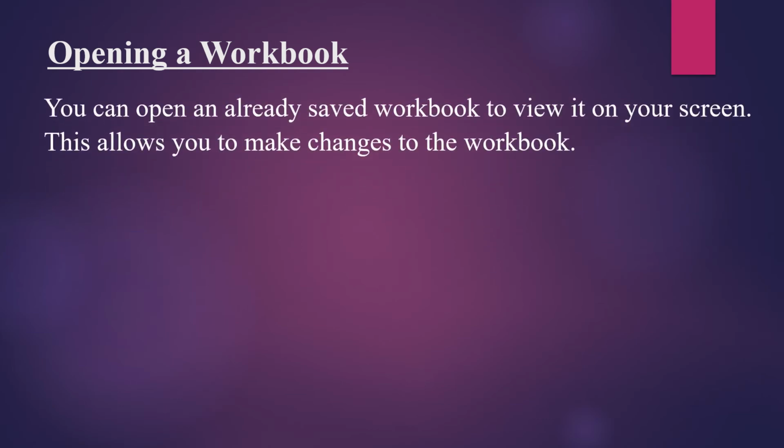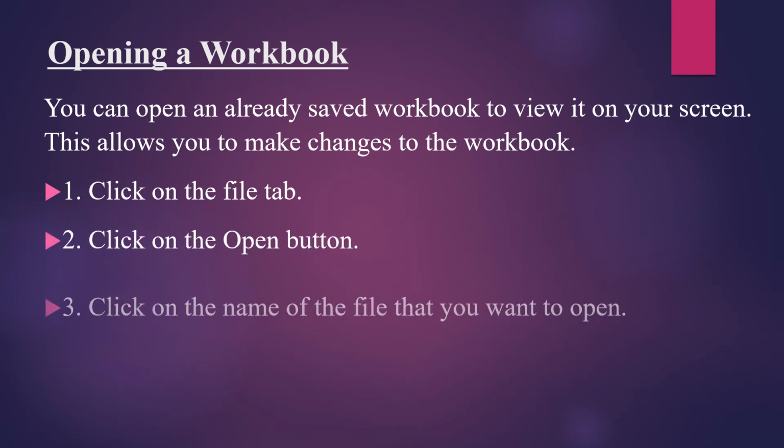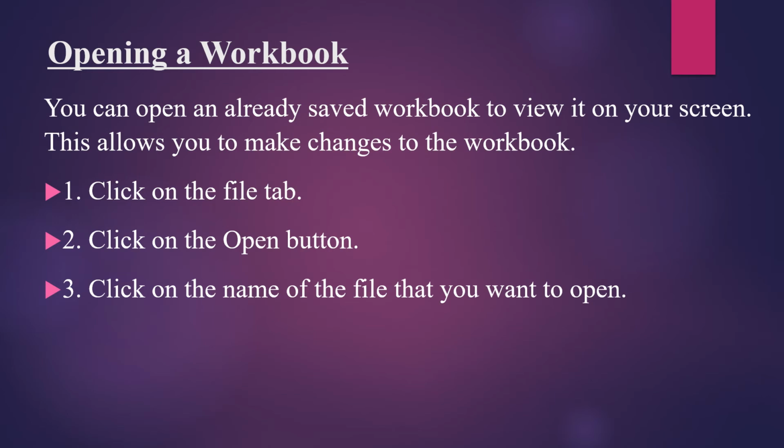Now children, after saving a workbook, let us see what the steps are for opening a workbook. You can open an already saved workbook to view it on your screen. This allows you to make changes to the workbook. The first step is to click on the File tab. Click on the Open button. Click on the name of the file that you want to open. Click on Open.